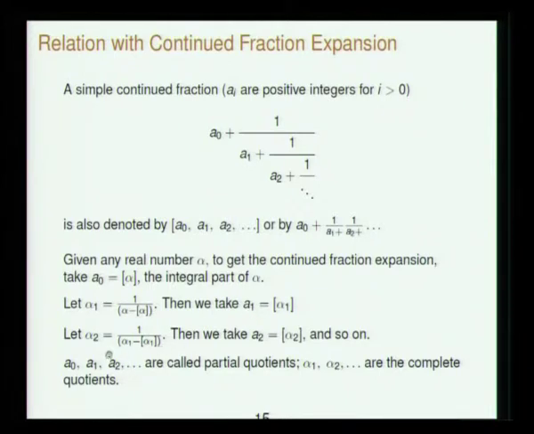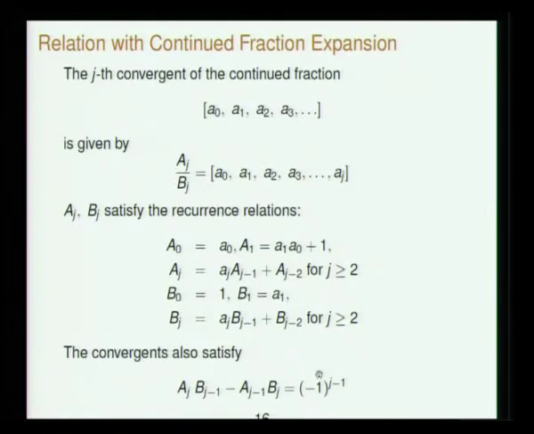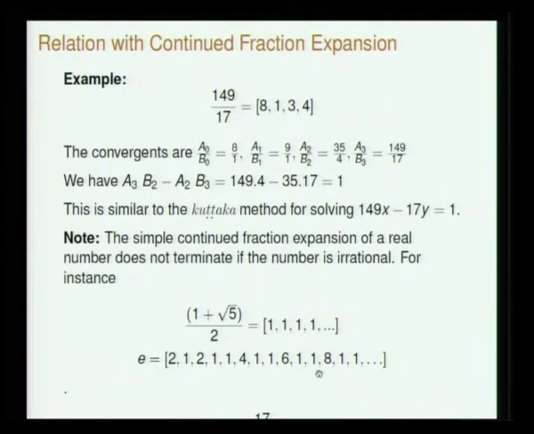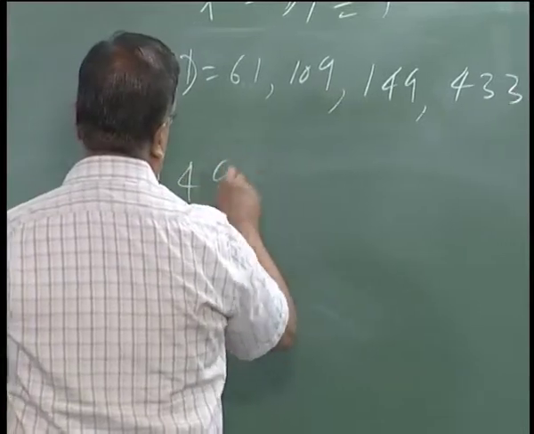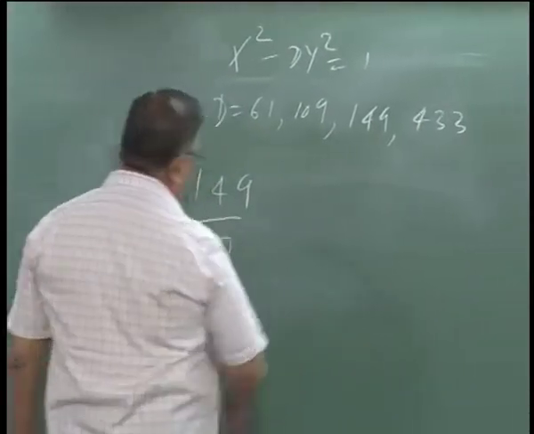And now alpha 1 minus the integral part of alpha 1, take the reciprocal of it, this is again a number larger than 1, take the integral part of that, alpha 2, that is a2. So that way you start getting your a0, a1, a2 etc. a0, a1, a2 are called partial quotients, alpha 1, alpha 2 are called complete quotients. So let us try this example. 149 by 17, we want to express this as a continued fraction.